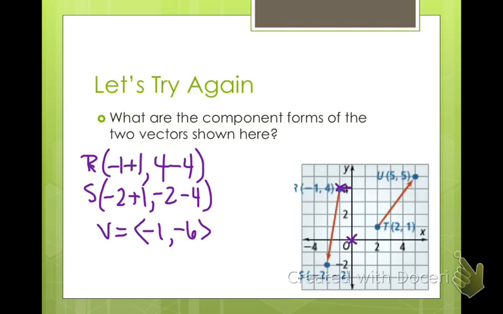And then we do the same thing with TU. We have to go down 1 and left 2, so subtract 2. That vector would be 5 minus 2 is 3, and 5 minus 1 is 4. So (3, 4). Pretty simple.